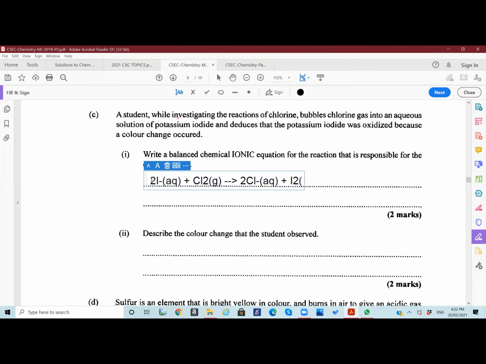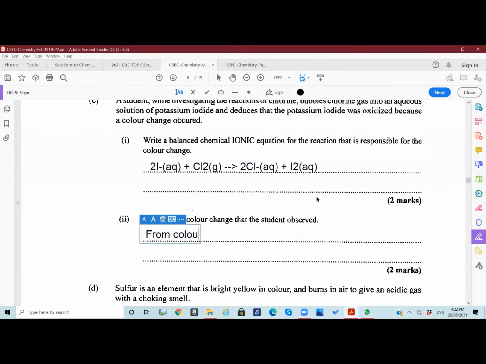Good. Part 2. Describe the color change that the student observed. So what color change do you think occurred? In your reaction, there would be no colors, so it would be colorless to brown. Yes, iodine in solution is brown.